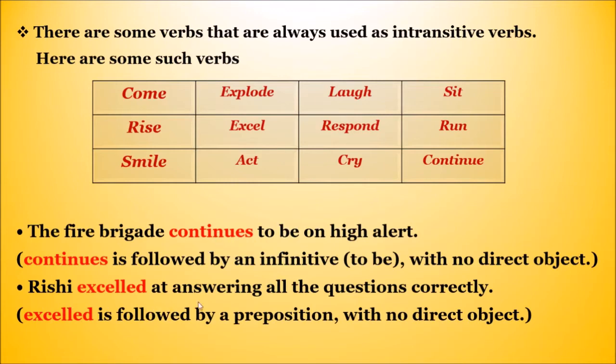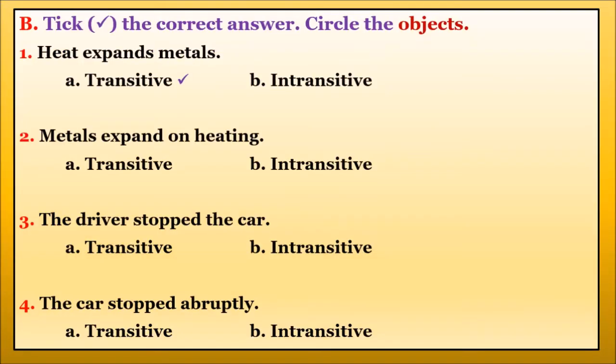Rishi excelled at answering all the questions correctly. Here also there is no direct object, and "excelled" is followed by a preposition. So when a verb is followed by a preposition or infinitive and there is no direct object, it will be used as an intransitive verb. Understood, children? Now let us do the exercises.